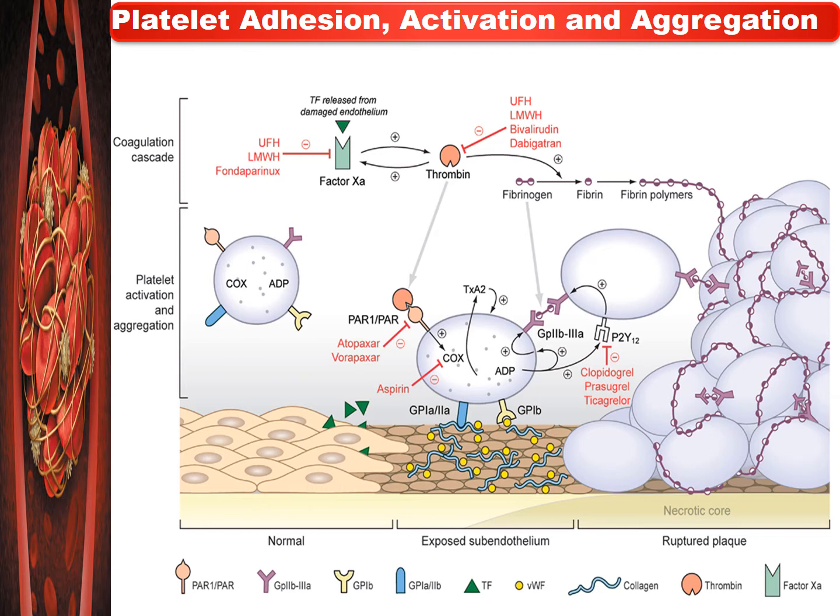The platelet GP2B and GP3A receptor undergoes a conformational change, favoring the binding of fibrinogen and von Willebrand factor that cross-links the platelet, including aggregation and anchorage to the vessel wall or other surfaces. Thus, a platelet plug is formed.